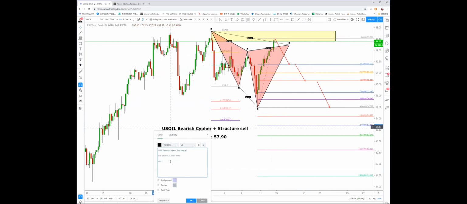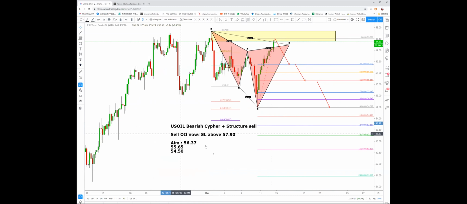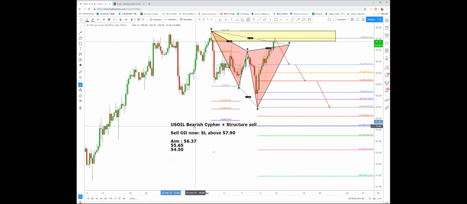So what we aim for is 56.37, 55.65, and 54.50. So how much lot size can we do? Right now it's 57.37. Our stop loss is about 30 pips. Sorry, 60 pips. So a 60 pip move. If you want to risk $200, you had better trade 0.33 lot.